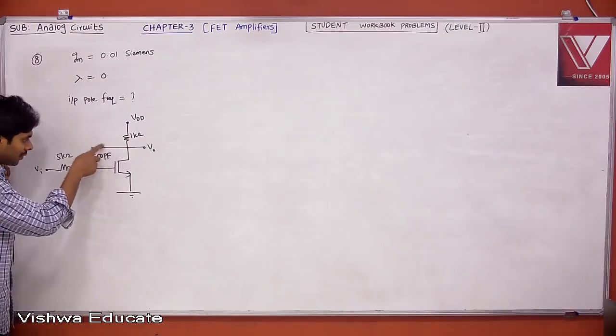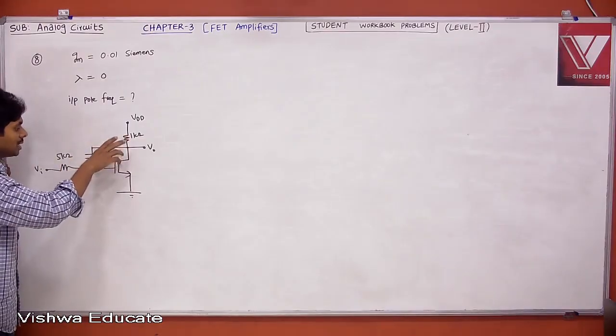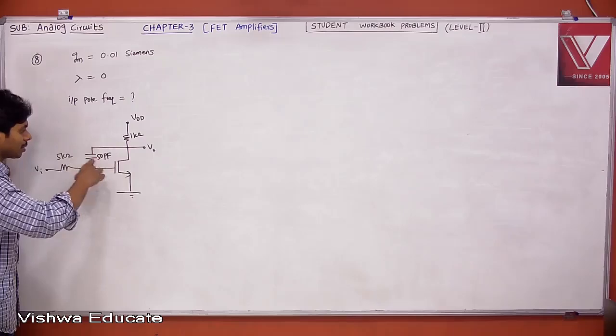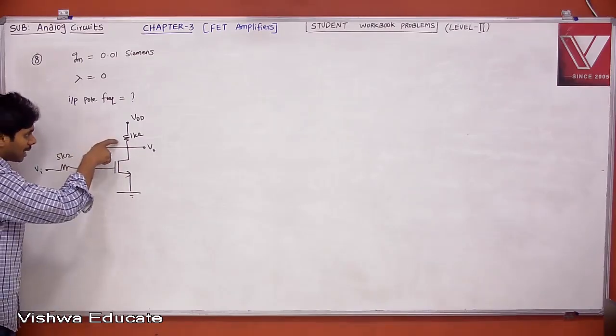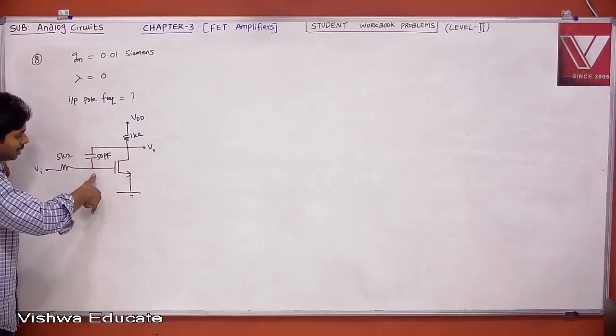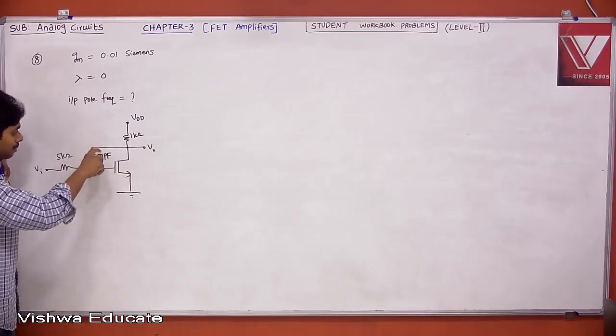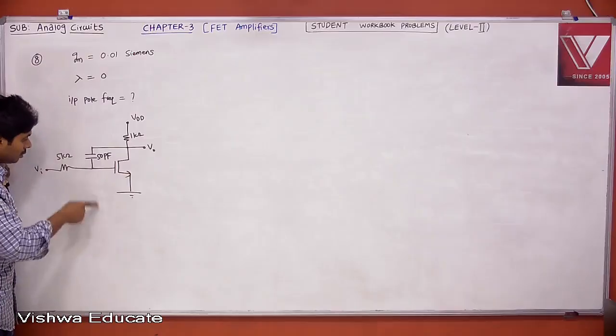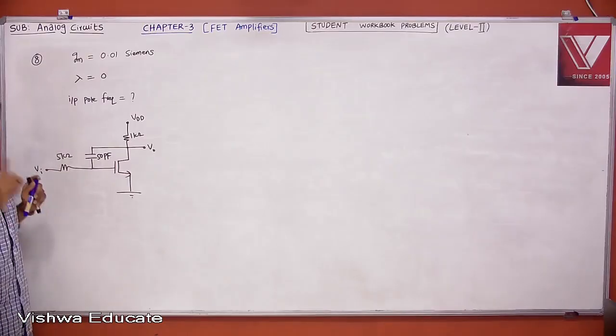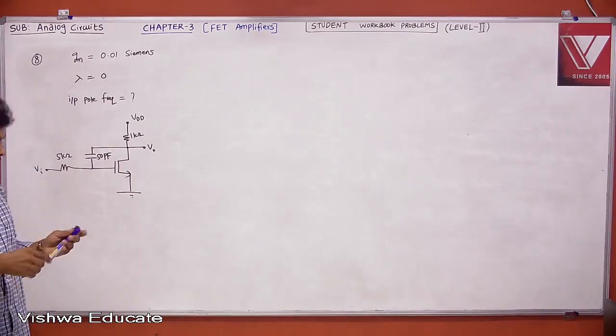Only the 50 picofarad cap, which is present between input and output, is what people call the Miller cap. If that Miller cap is there, then the resistor and the effective Miller cap at the input give you a low pass filter, which gives you a pole. That is what we need to get.